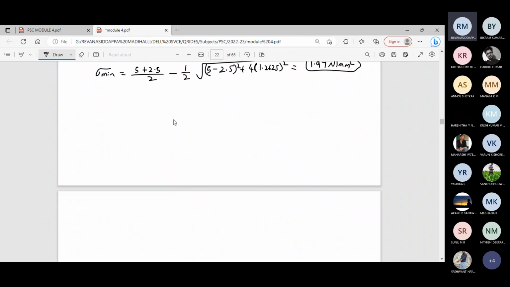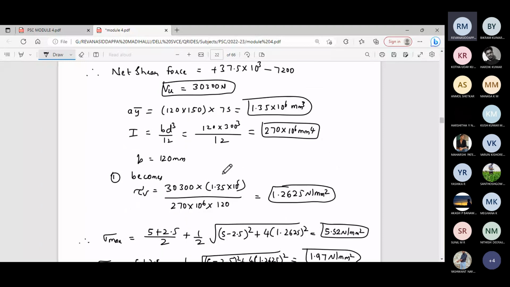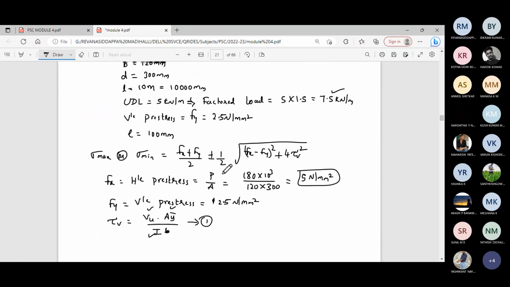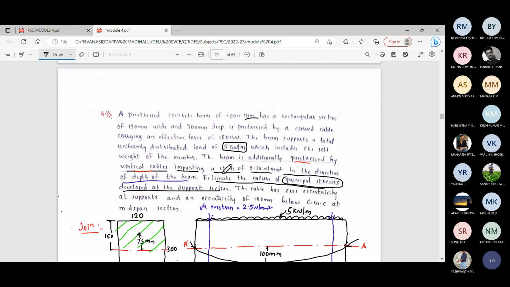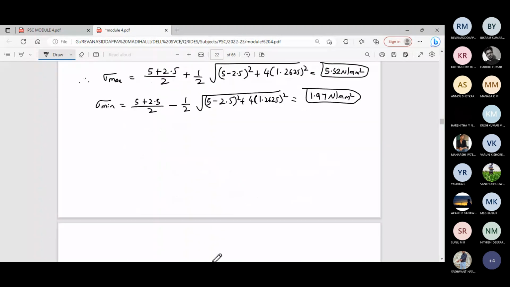So the solution of this particular problem is over. If there are any doubts, you can ask. Any doubts here? Thank you.